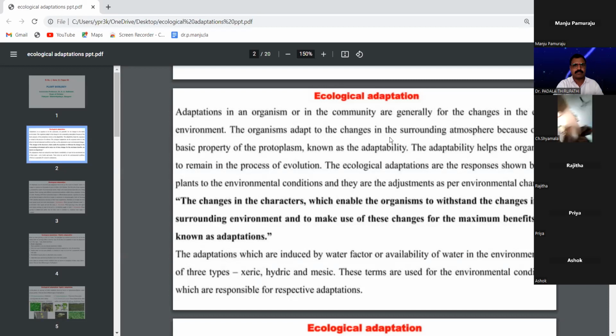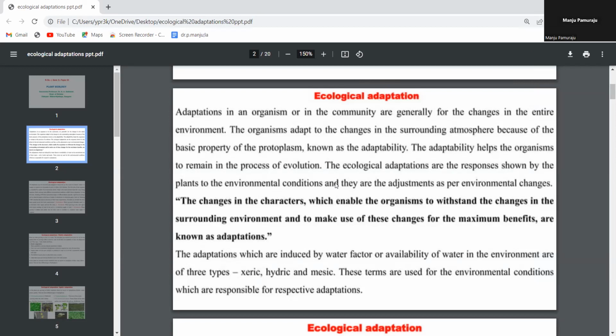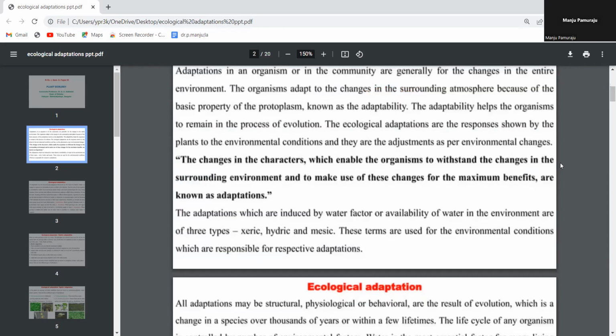The organisms which adapt to changes in the surrounding atmosphere do so because of the basic property of protoplasm known as adaptability. Adaptability helps the organism maintain the process of evolution. If we cannot adjust to that particular environment, we cannot survive. So for this purpose, some modifications in the organisms take place, otherwise the organisms will not survive. Ecological adaptations are the responses shown by plants to environmental conditions and adjustments as per environmental changes. The changes in character which enable organisms to withstand changes in the surrounding environment, and make use of these changes for maximum benefit, are known as adaptations. These are adjustments to a particular environment to survive in it.